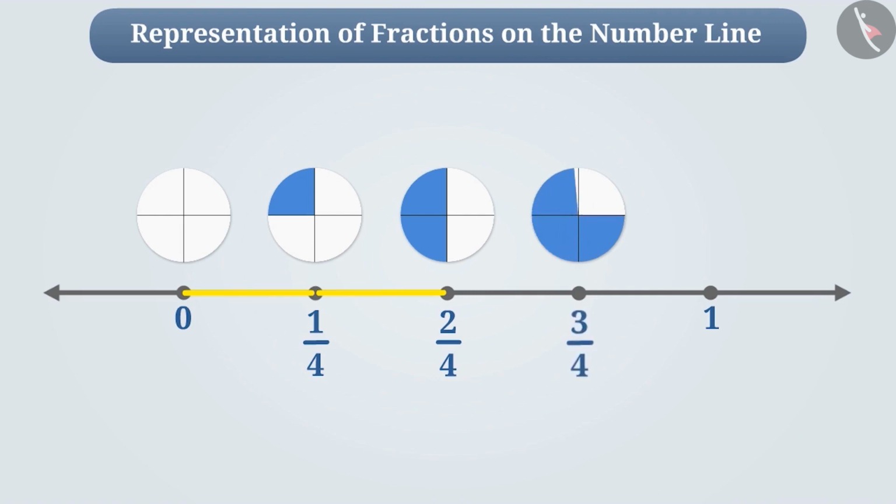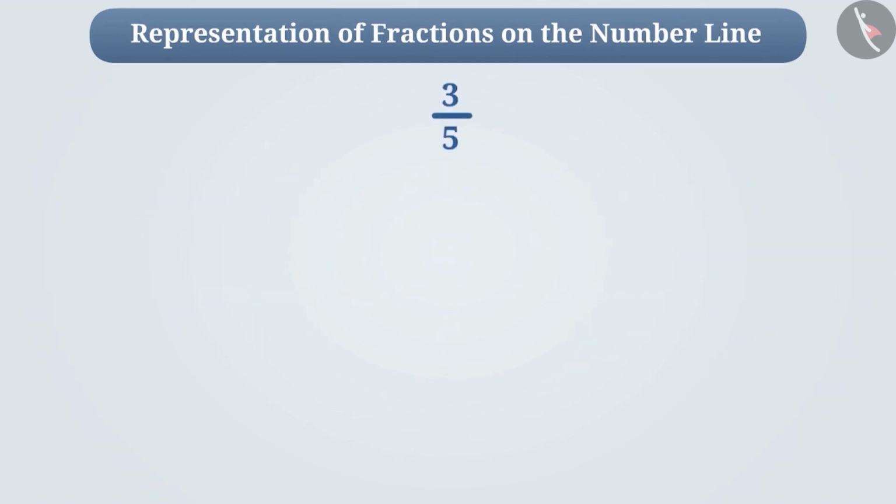Similarly, we can represent fraction 3/4 on the number line by taking 3 parts. If we take 4 equal parts out of 4 parts, then the fraction will be 4/4, which is equal to 1. In this way, we can represent any fraction on the number line.